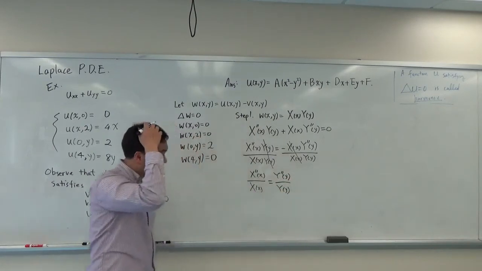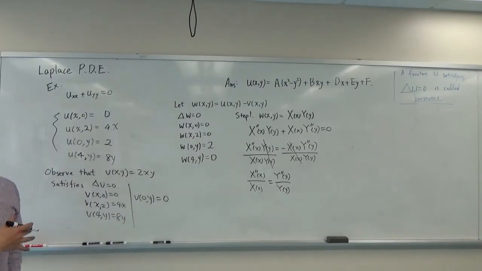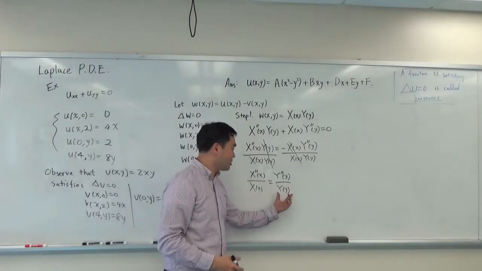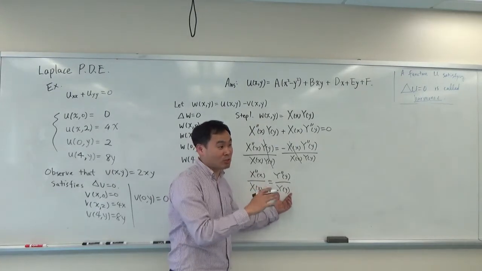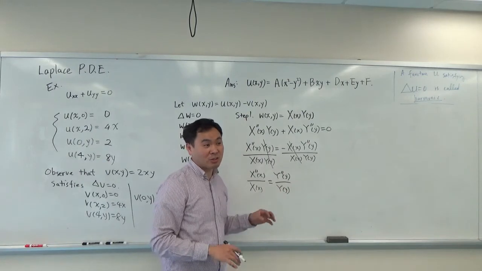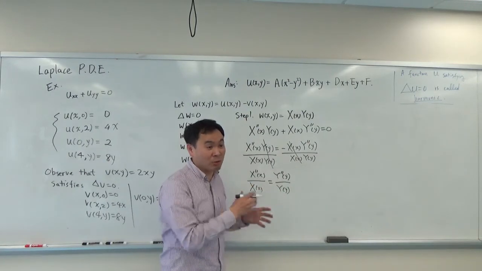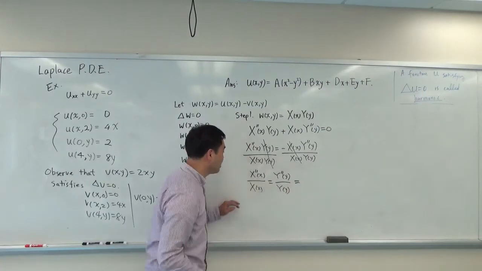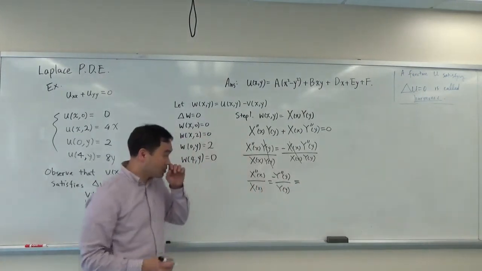And you make this argument that since the left side doesn't change when you change y, and since the right side doesn't change when you change x, this shouldn't change at all, even when you change the values of x or y, right? And that means it must equal a constant. I forgot a minus, sorry. It has to equal a constant.